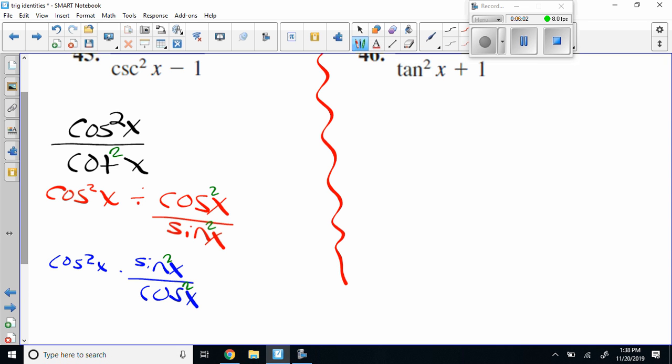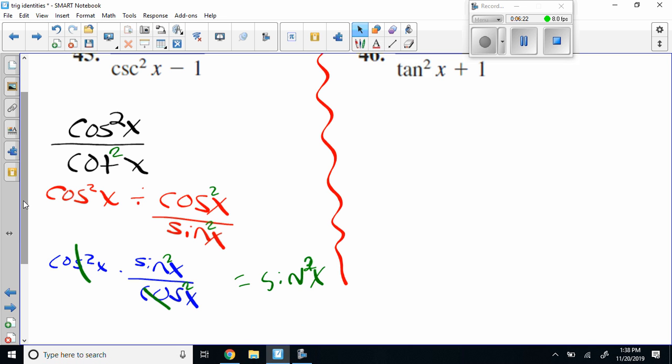All right, so now look at it. Look what's going to cross out diagonally, guys. So this all equals what? Sine squared x, right? We've done it, right?